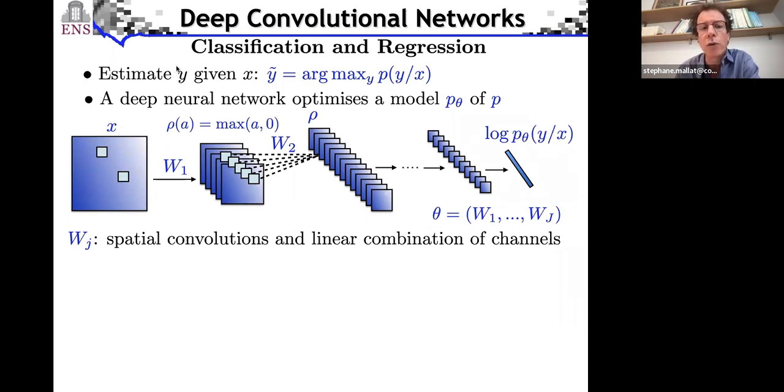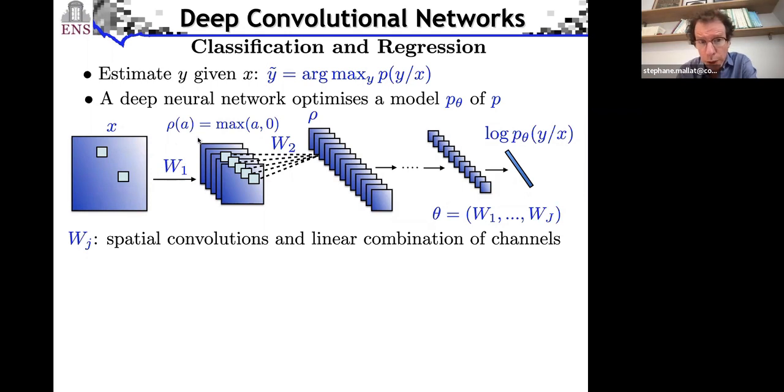So in this case, you want to estimate a parameter y that may be, for example, an energy or the class of an image, given the data x. And typically, to do so, you would like to estimate the probability of y given x. And the Bayes classifier would consist in taking the y which maximizes this probability. So essentially, you can view a neural network as an estimator, a parameterized estimator of this probability distribution.